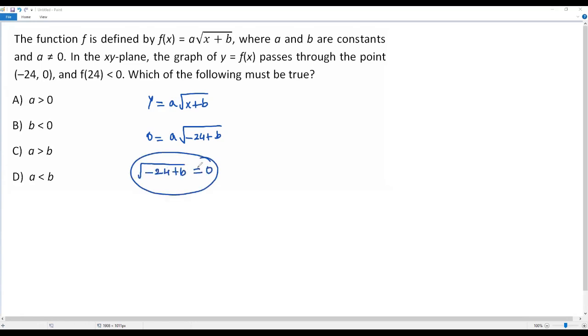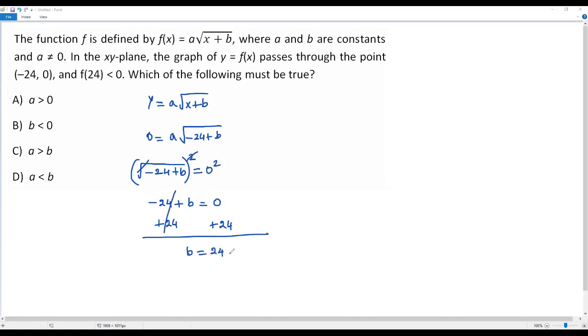Now let's solve for b in this equation. For that we have to get rid of the square root on the left side. Let me square both sides of the equation. Here the square root and square will cancel out. I'm getting -24 plus b on the left side. On the right side, 0 squared is just 0. Now let me add 24 to both sides of the equation. Then -24 plus 24 will cancel out. I'm getting b equals 24. Okay, here I got the value of b, that is 24.